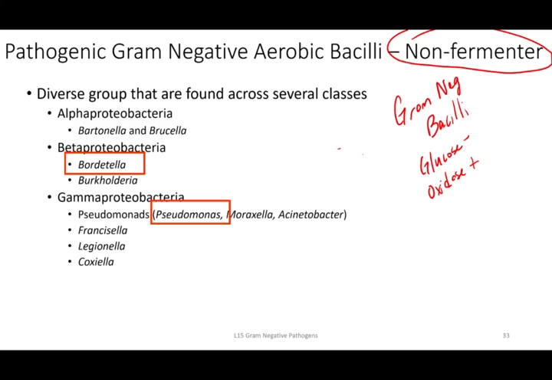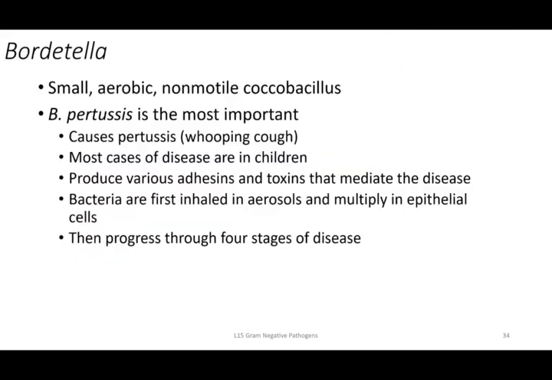There's a variety of bacteria found in this group, but the ones in boxes are what we're going to talk about: Bordetella and Pseudomonas. Bordetella is a genus, and there's one organism that we're going to be most focused on, Bordetella pertussis. That's the name of the bacteria. Pertussis is also the name of the disease, but it goes by whooping cough as well.